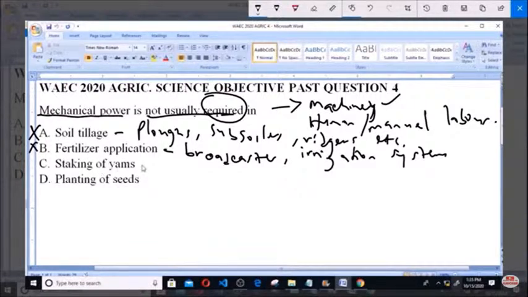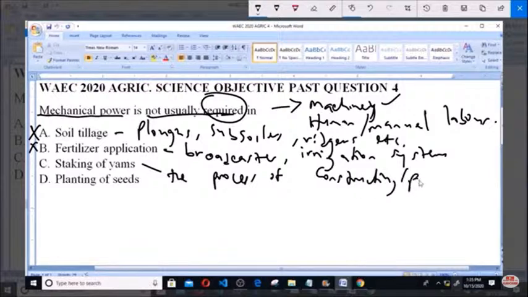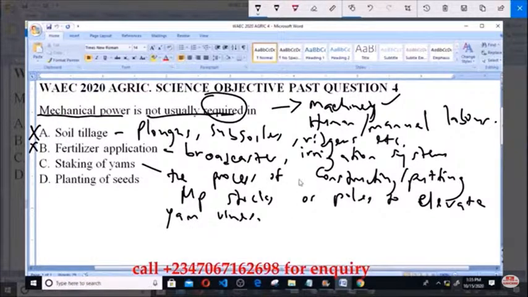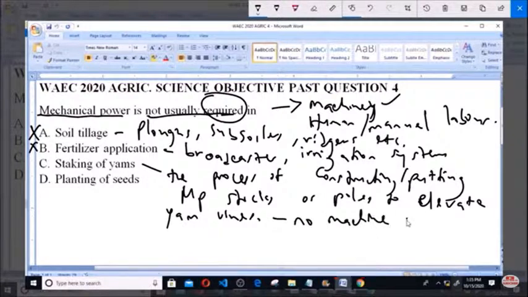Now, option C says staking of yams. Now, staking of yams is the process of constructing or putting up sticks or poles to elevate yam vines. Now, this purpose of putting up sticks does not usually require any machine, so it's usually done using manual labor. So mechanical power is not usually required in the staking of yams. So option C, staking of yams, is the correct answer to the question.